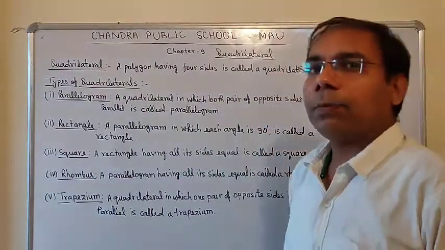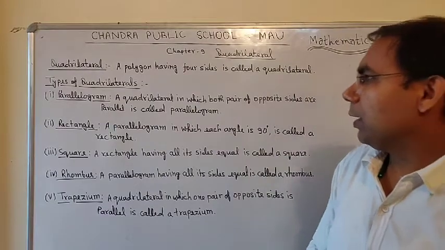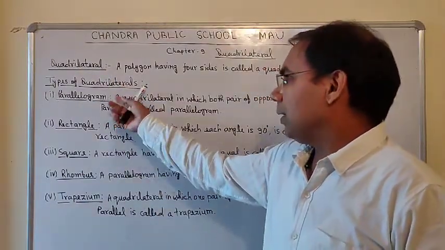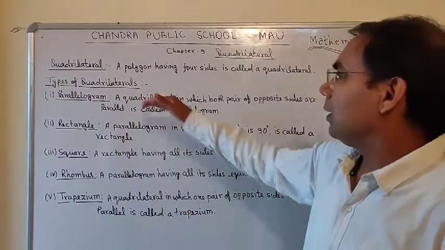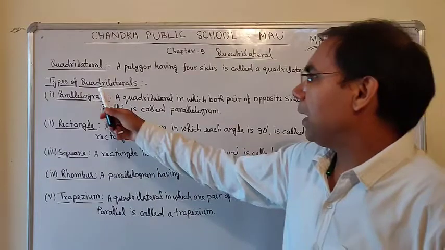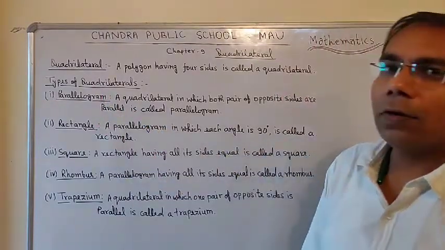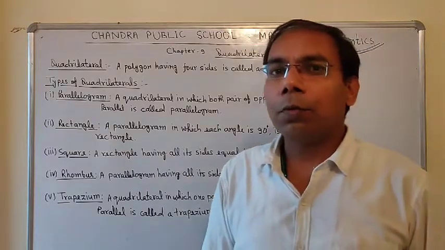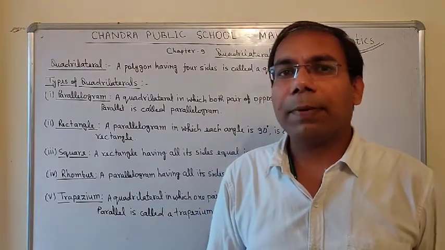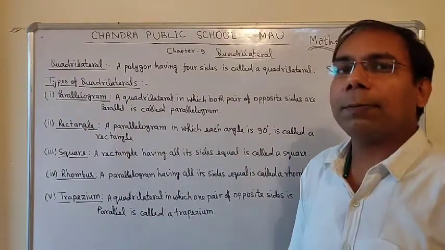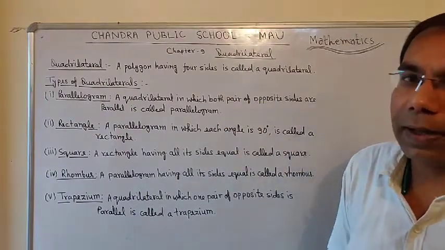Now, different types of quadrilaterals. What are the different types of quadrilaterals? These are the different types of quadrilaterals. The first one is the parallelogram. What is a parallelogram? A quadrilateral in which both pairs of opposite sides are parallel is called a parallelogram.